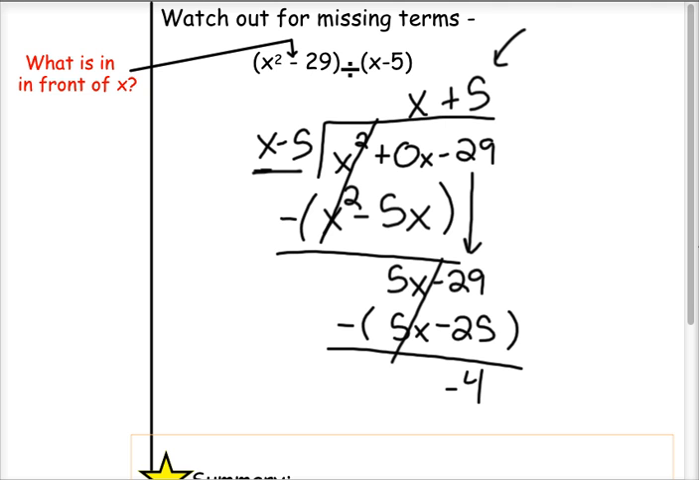Now, notice, we don't have any more terms to pull down. So that means our process is over. So that negative 4, that is our remainder. What that means by remainder is that it is still being influenced by what you're dividing by. So our final answer is going to look like that.